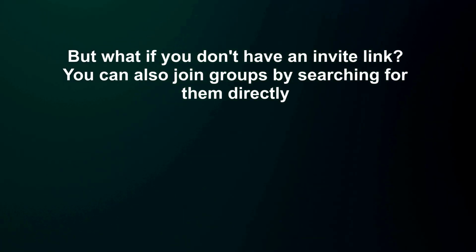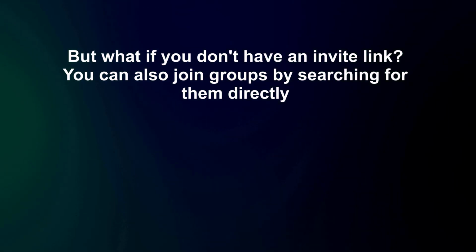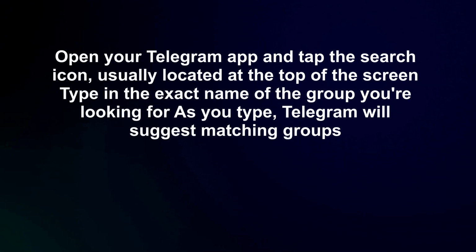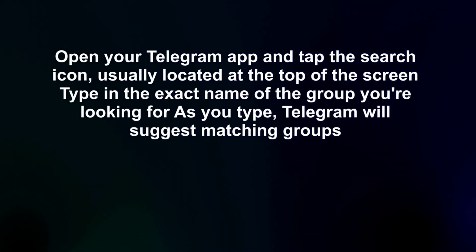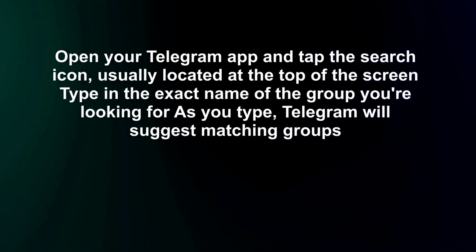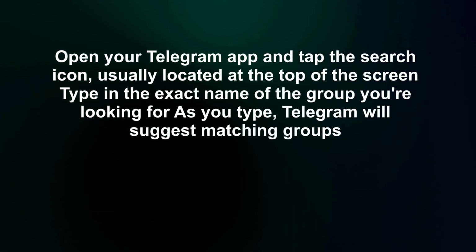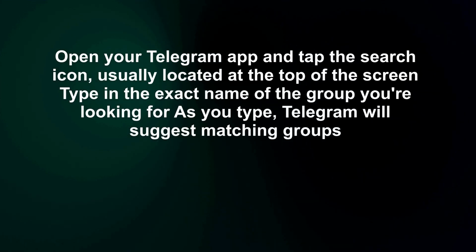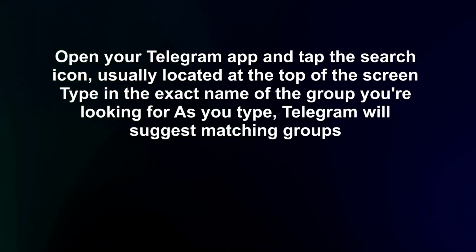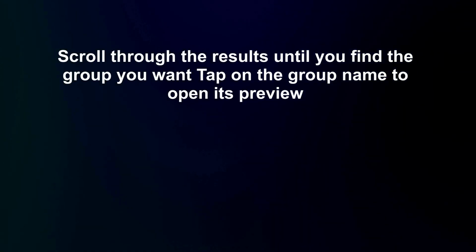But what if you don't have an invite link? You can also join groups by searching for them directly. Open your Telegram app and tap the search icon, usually located at the top of the screen. Type in the exact name of the group you're looking for. As you type, Telegram will suggest matching groups. Scroll through the results until you find the group you want.